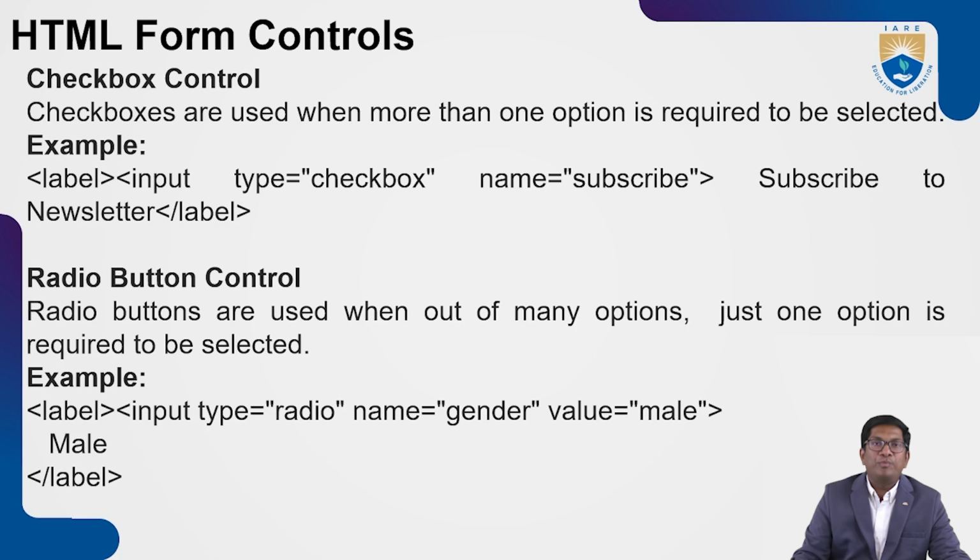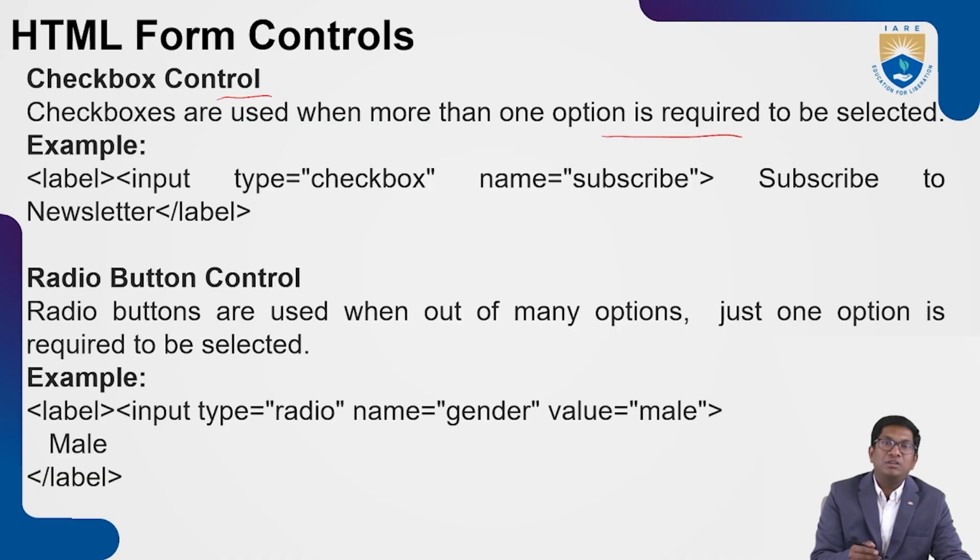Next we have a very important control, the checkbox. Checkboxes are used when more than one option is required to be selected. Suppose you want to select more than one choice, then you have to use checkboxes. Suppose you have to select, for a loan, what properties you have. We can select land, or motorbike, or something else, using checkboxes. So when you have multiple options, you have to go for checkbox.